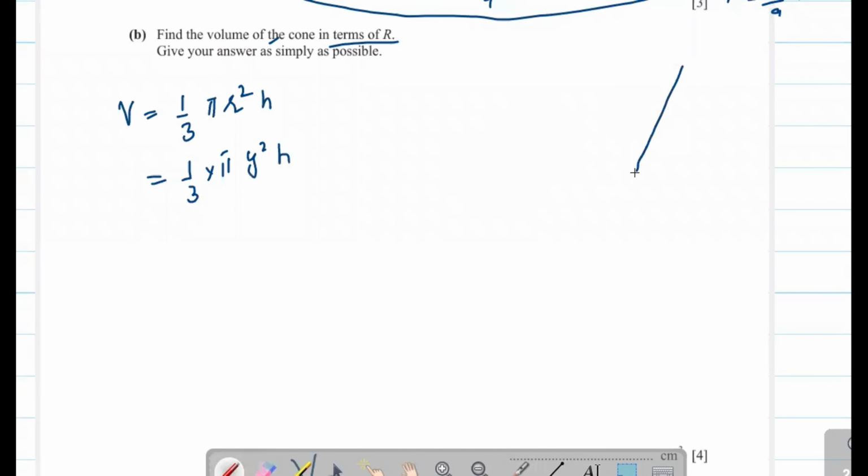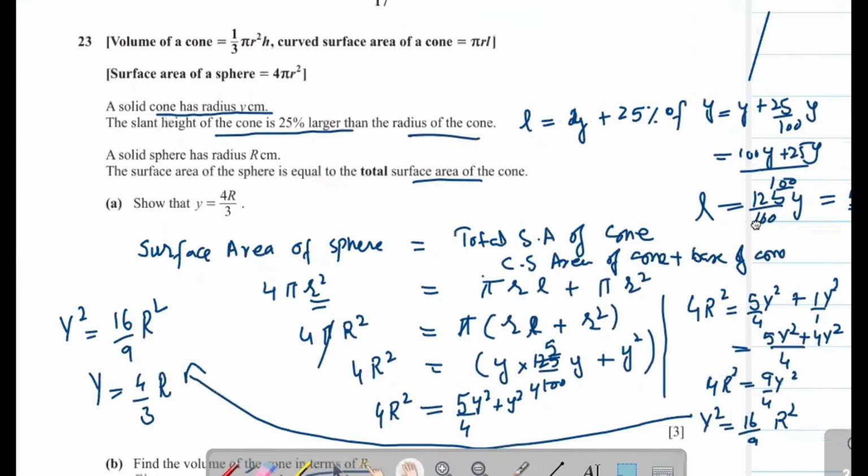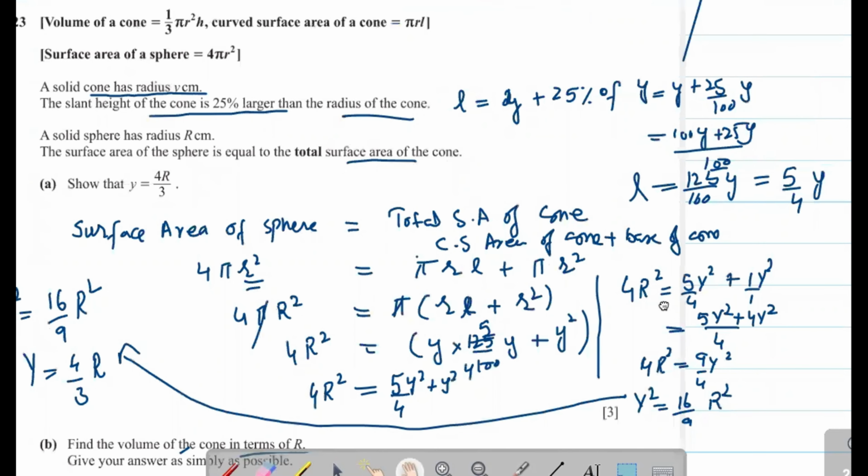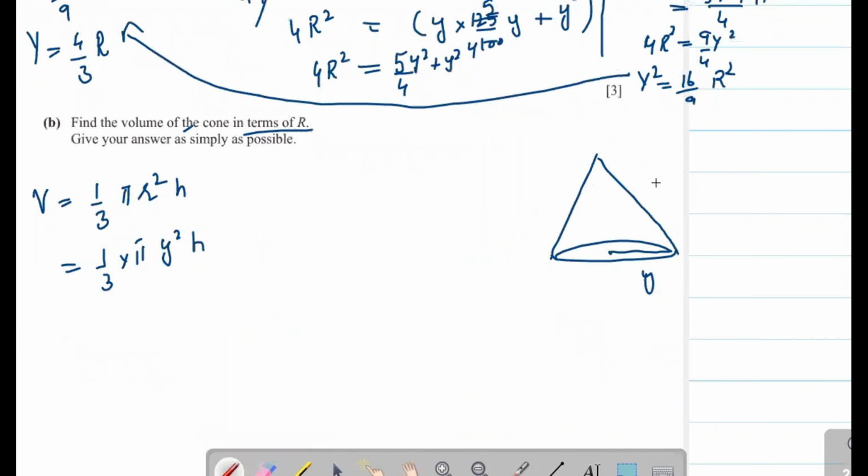We draw a cone here. This is the cone. Now in this cone, this is the radius y. And this slant height, you know, 125 over 100 y. We already find this 125 over 100 y is the slant length of the cone. We mention this length 125 over 100 y, that is equal to 5 over 4 y. Now we write it 5 over 4 y. Now we have to find this height.